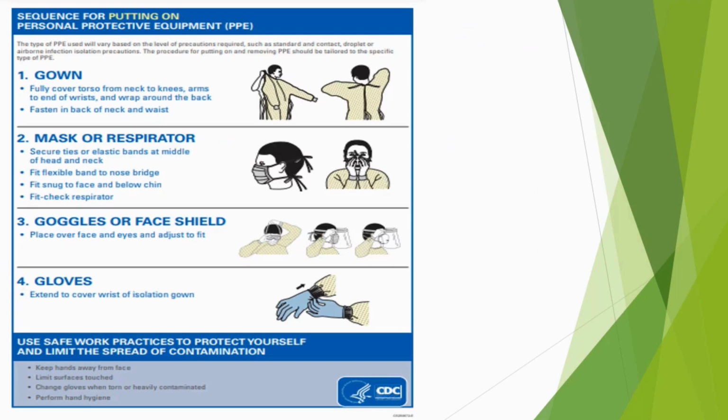Next is the donning and doffing of PPE. First, putting on, that is, donning of PPE. First you should put on the gown. Next the mask or respirator. Then the goggles or face shield, and next the gloves, extended to cover the wrist of the isolation gown.